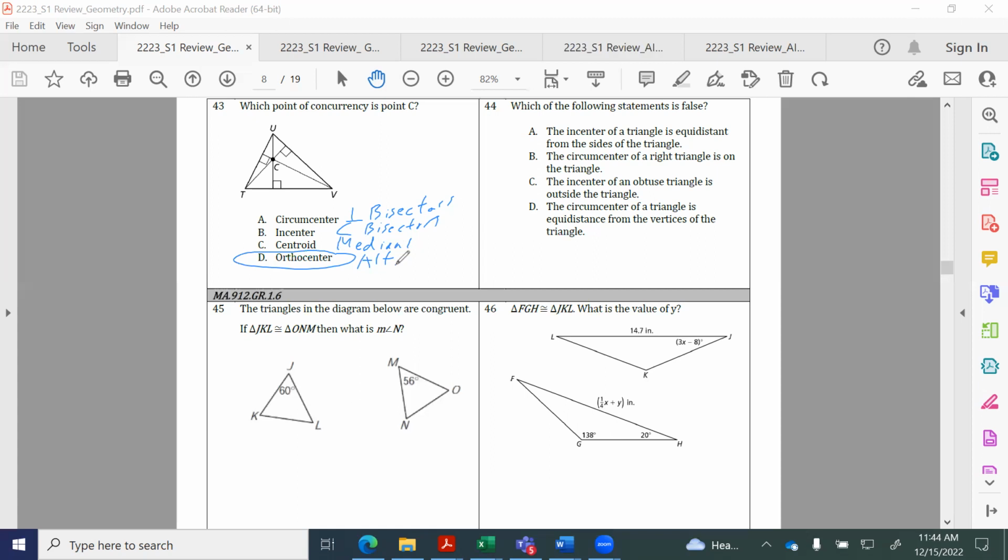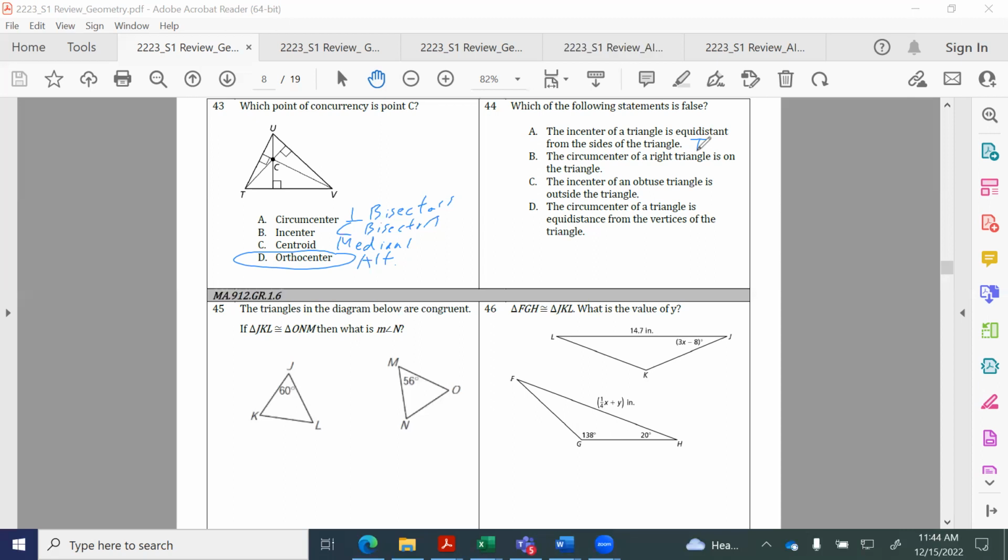All right, then on 44, we have which of the following statements is false? So go through all the statements. The incenter of a triangle is equidistant from the sides of the triangle. That's true. Again, the incenter, center of the inscribed circle, is going to touch each one of the sides exactly one time. The circumcenter of a right triangle is on the triangle.